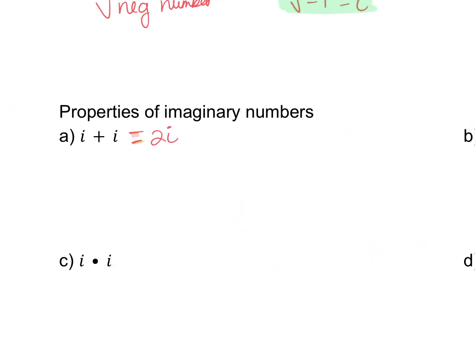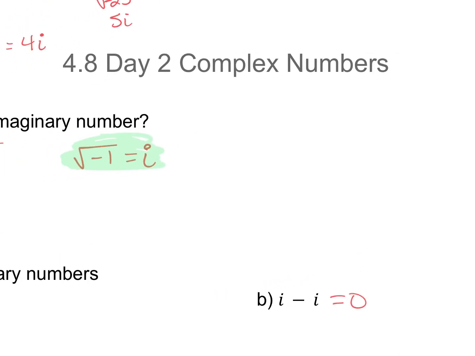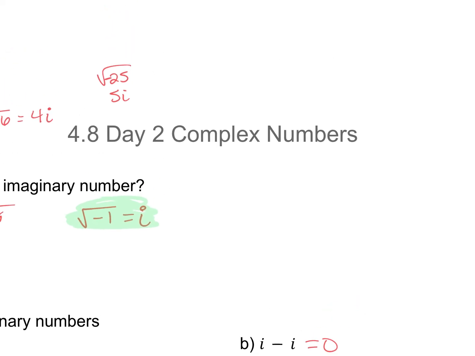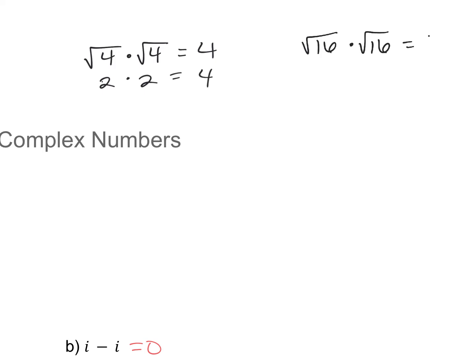Multiplying is when it gets fun. So let's go back to this. Remember, i is the square root of negative 1. Okay, so for fun, what is the square root of 4 times the square root of 4? Well, that is just 4. Right? Because square root of 4 is 2 times 2, which equals 4. So the same thing could be said for square root of 16 times the square root of 16. That's just 16, right? Anytime you have a square root times itself, it's just that number under the radical.